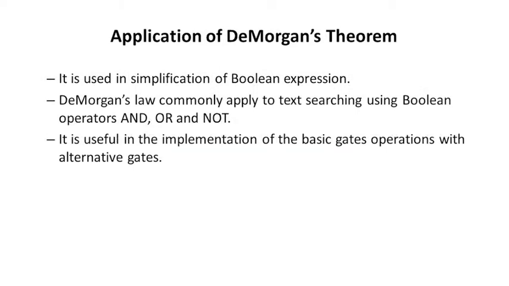Next one, applications of De Morgan's theorem. It is used in simplification of Boolean expressions. De Morgan's law is commonly applied to text searching using Boolean operators AND, OR, and NOT. It is useful in the implementation of basic gate operations using alternative gates.